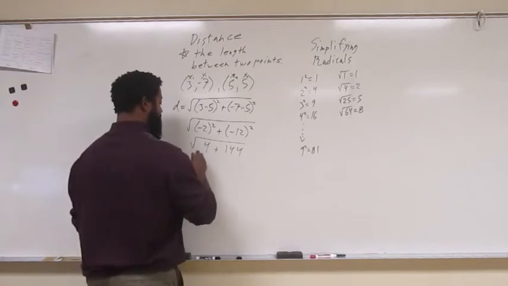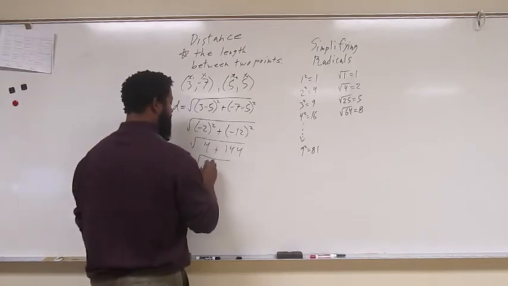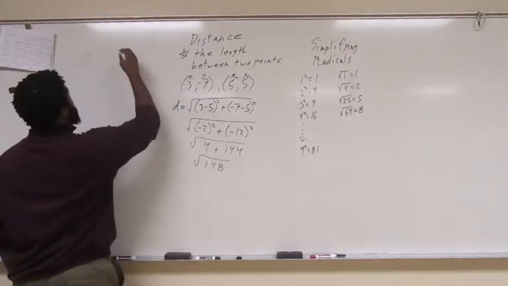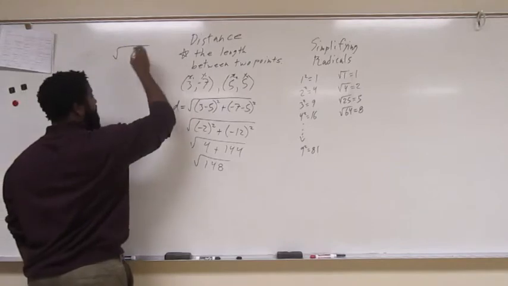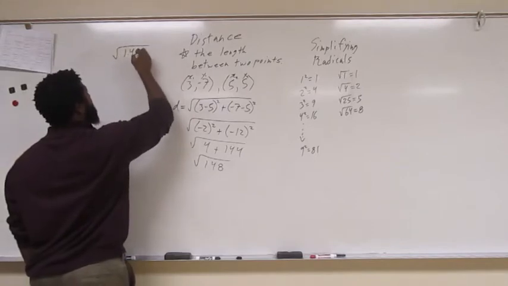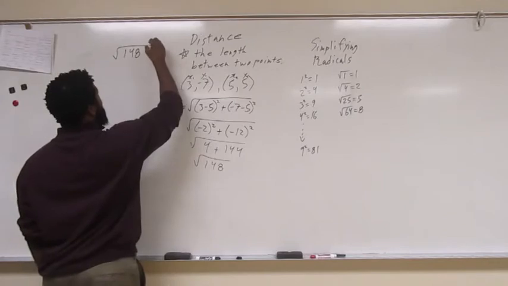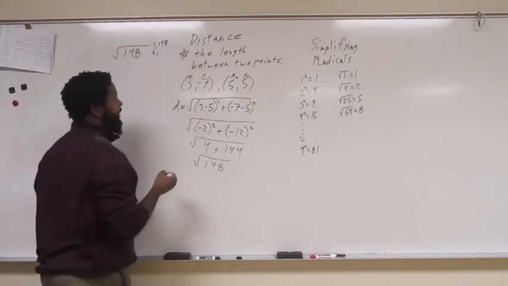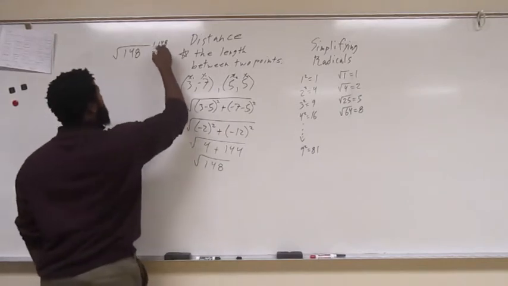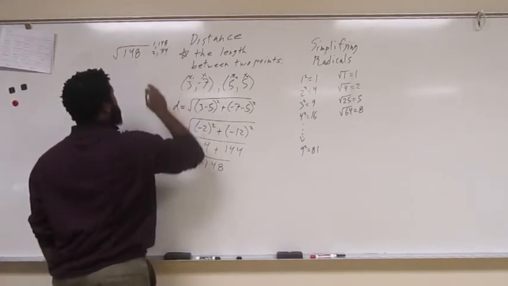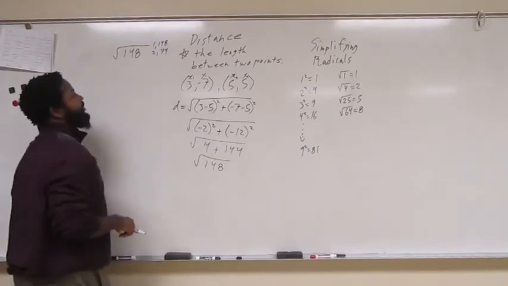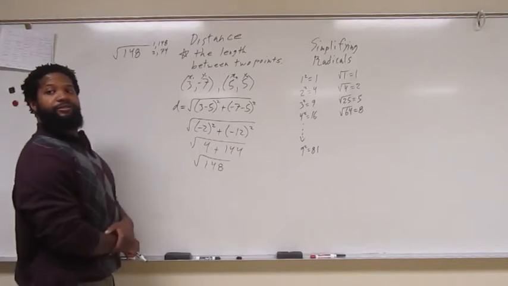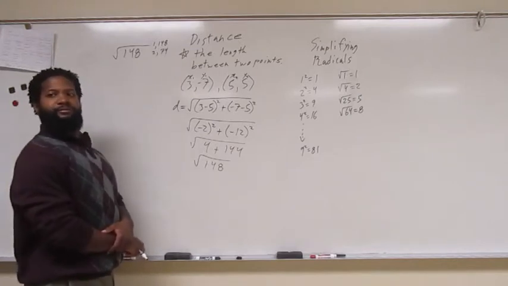Therefore, we have the square root of 148. Okay, so, Christmas tree time. 148. And you ask yourself, obviously 1 and 148, 2 and what? 74. 2 and 74. Does 3 go into 148? No. Nothing goes. What about 4?